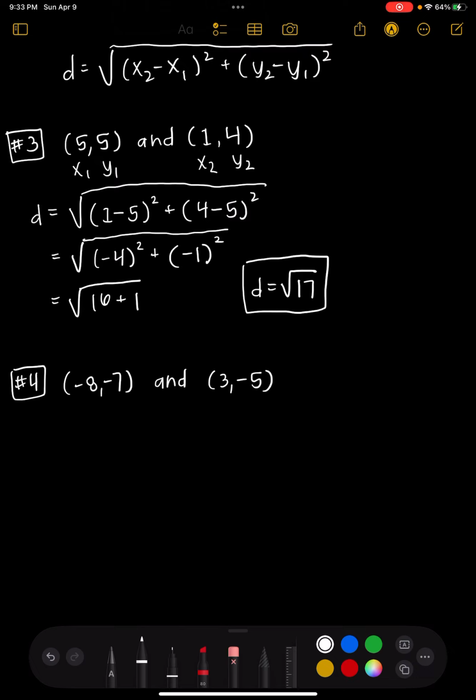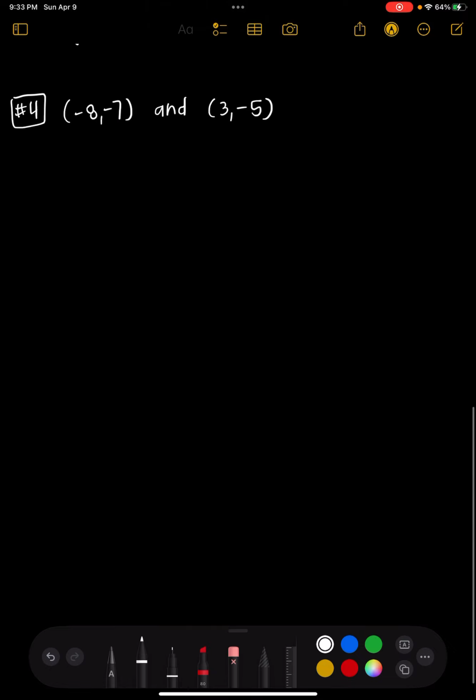All right. Now let's go through this last example. Once again, we're going to label our x's and y's. So this is x1, y1, x2, y2. And then for our distance formula, we're going to have the square root. We start with x2 first. So x2 is 3 minus x1, which is negative 8. So I'm going to put that negative 8 in its own set of parentheses just so I don't get confused between the minus sign from the equation and the negative sign from the 8.